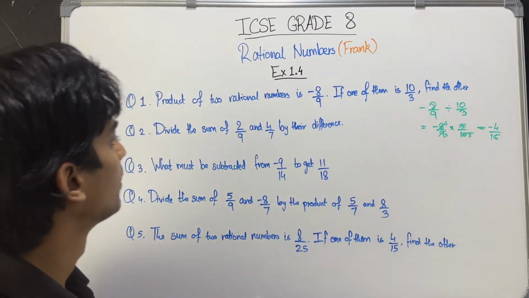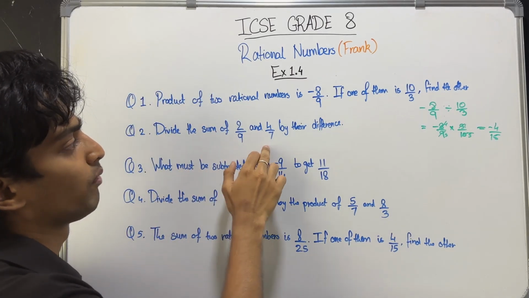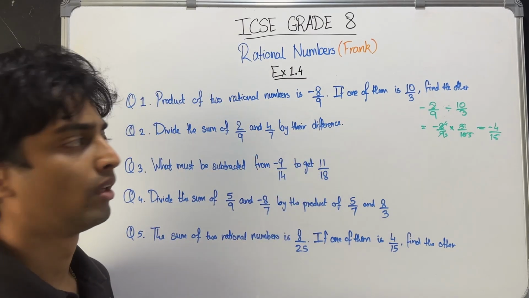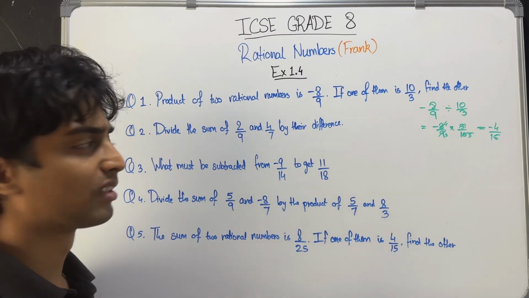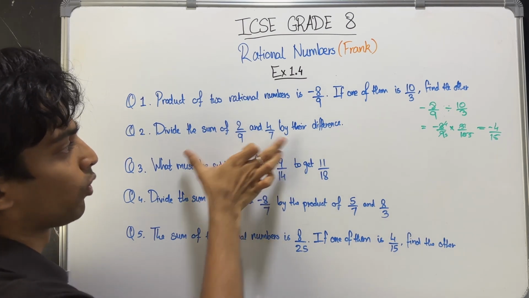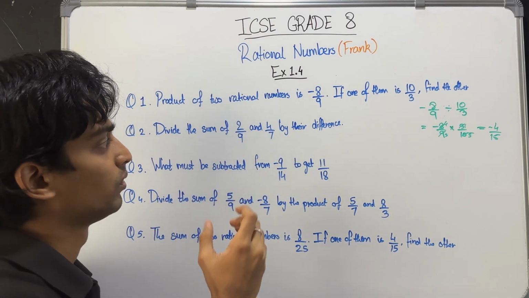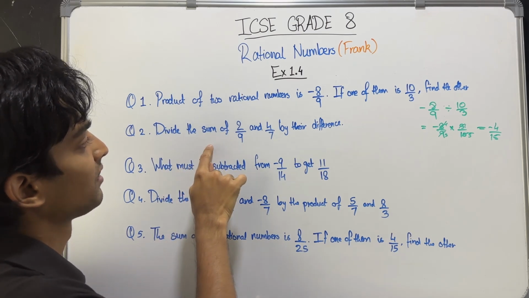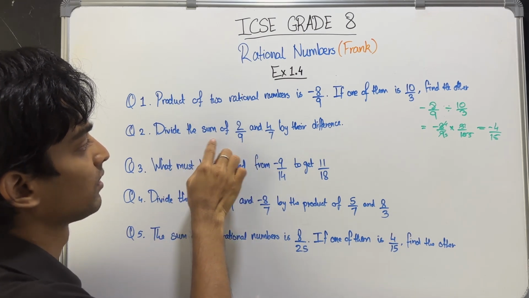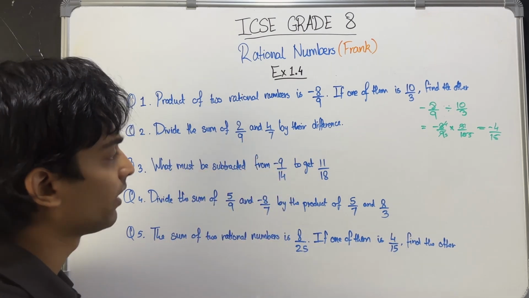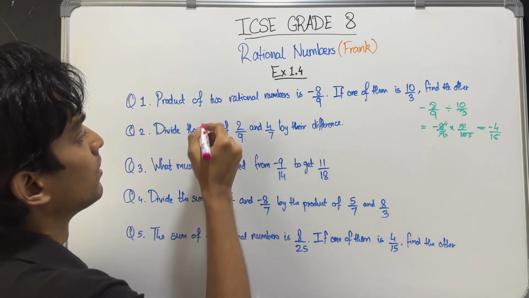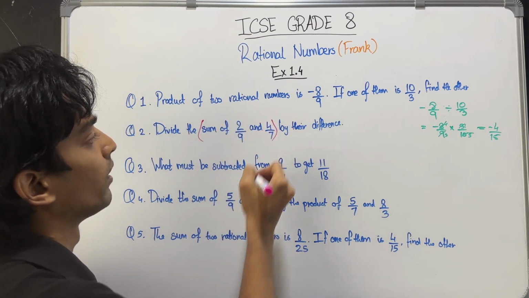Next, divide the sum of 2 by 9 and 4 by 7 by their difference. Okay, let's decode this properly. If there's a complex sentence, let's break it down first. So divide the sum of 2 by 9 and 4 by 7. The sum of 2 by 9 and 4 by 7, this whole thing is 1 unit.